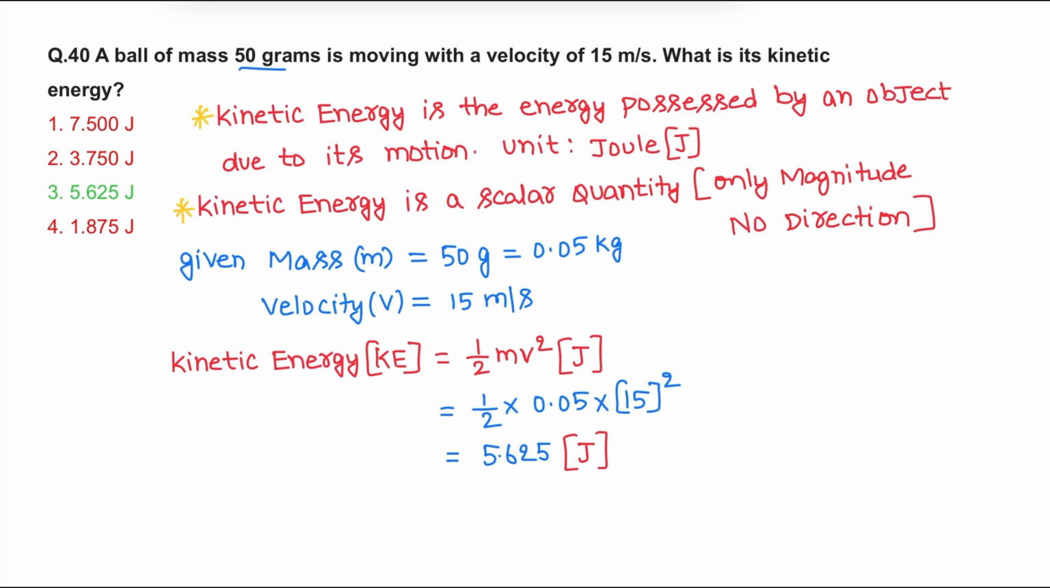A ball of mass 50 grams is moving with a velocity of 15 meters per second. What is its kinetic energy? Kinetic energy is the energy possessed by an object due to its motion. Units are joules. Kinetic energy is a scalar quantity, that means it has only magnitude but not a direction. Given mass is 50 grams, that is 0.05 kg, velocity is 15 meters per second. Kinetic energy is given as half m v squared joules. Half times mass 0.05, times velocity 15 squared. So kinetic energy is 5.625 joules. Correct answer 3.